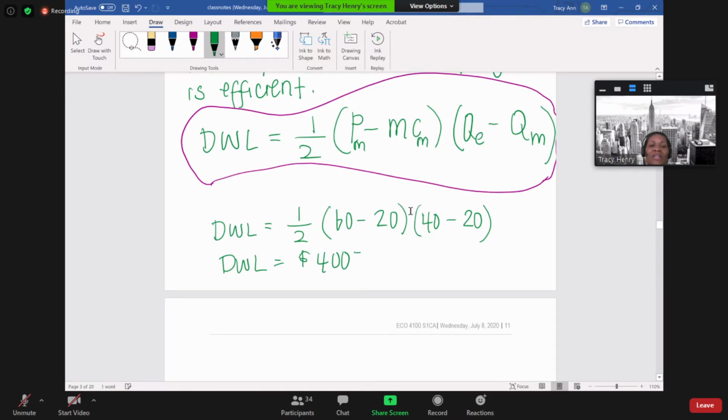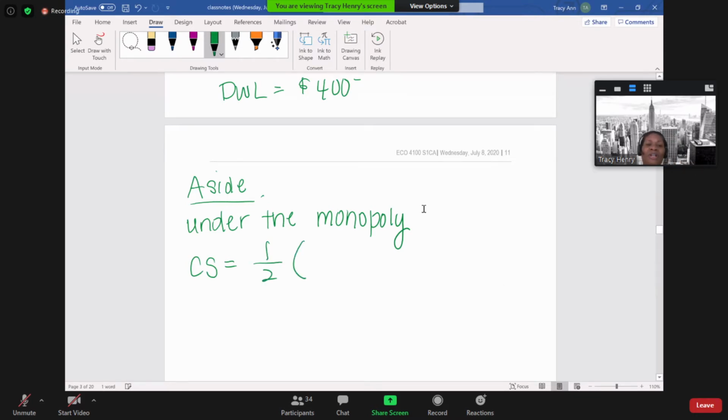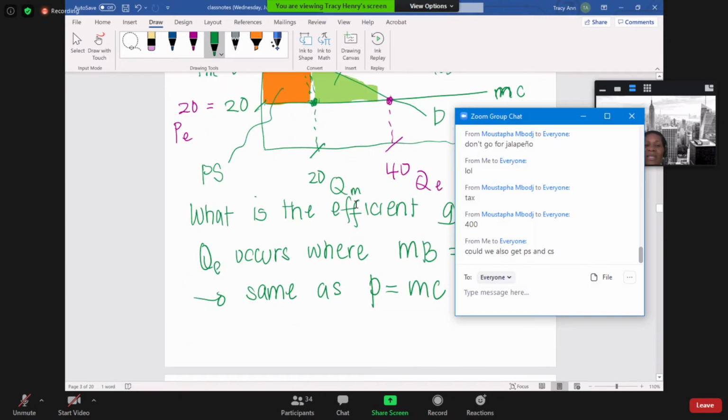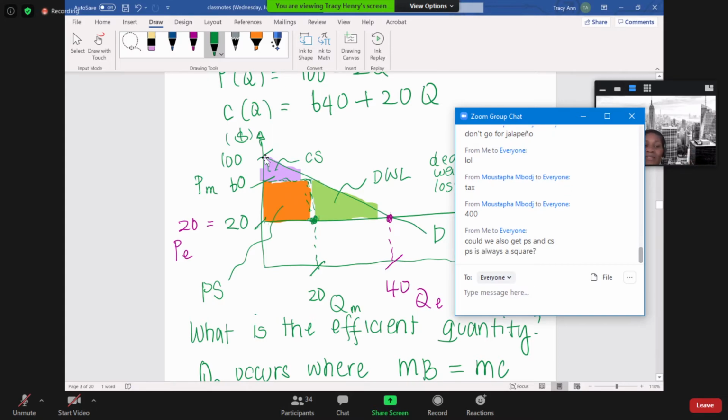Just because it was asked, this is our aside, that under the monopoly, our consumer surplus is going to be equal to a half times... Now, if you look at the monopoly, when I'm calculating consumer surplus, the quantity is always a quantity, right? So that's no big deal. Notice you're going to take from the demand intercept price, which is 100, minus the price paid, which is 60, and then you're going to multiply this by 20.